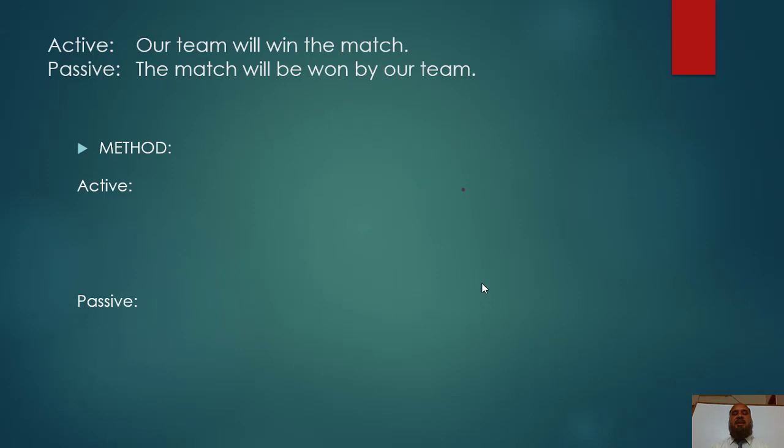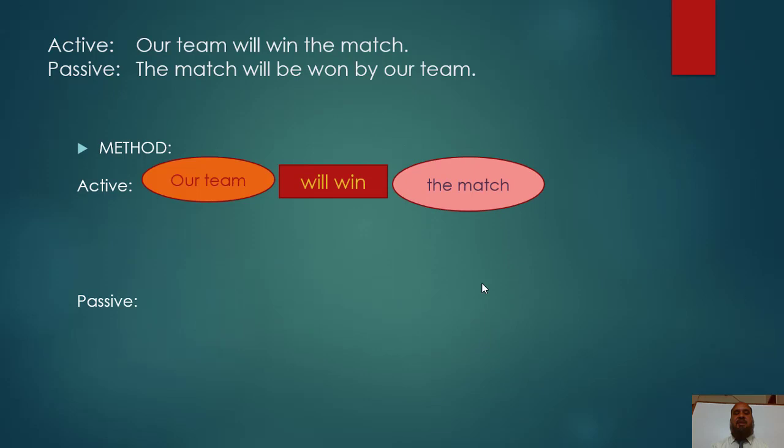Dear students, let us make a diagram of changing voice in the future indefinite tense. In active voice, subject comes first. Our team will win the match. Our team is the subject. Will win is the verb form of the future indefinite tense, and the match is the object of the active voice.